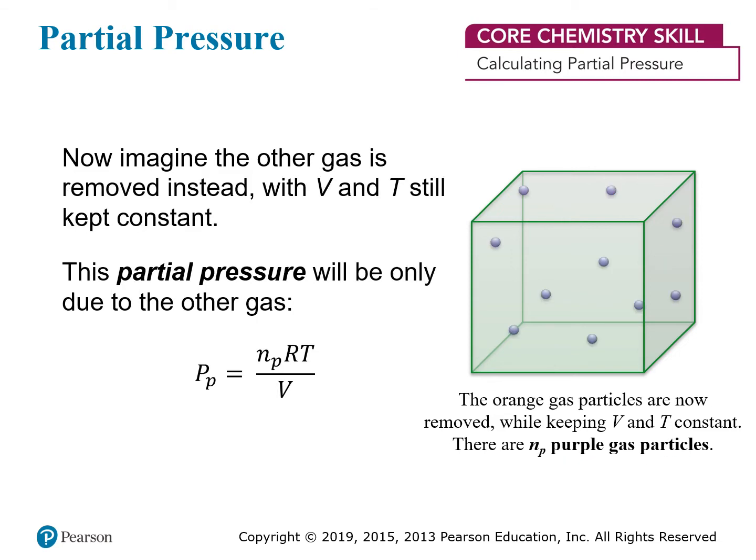Or we can look at it the other way, right? Imagine that the orange particles are taken away and the purple particles are left, but still it's the same container, so it has the same volume, and we're going to keep it at the same temperature. So now the pressure of these purple particles is going to be the same basic expression. The pressure is equal to nRT divided by V, but now n is the number of purple particles, which we're going to call NP. Okay?